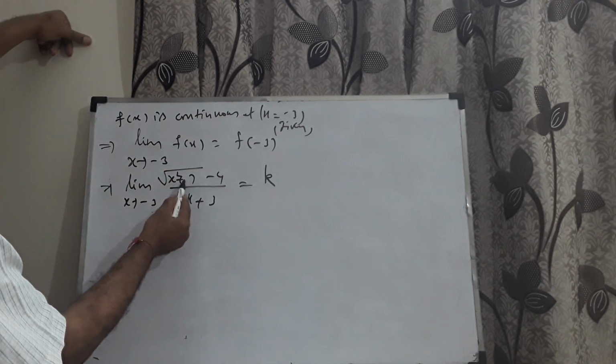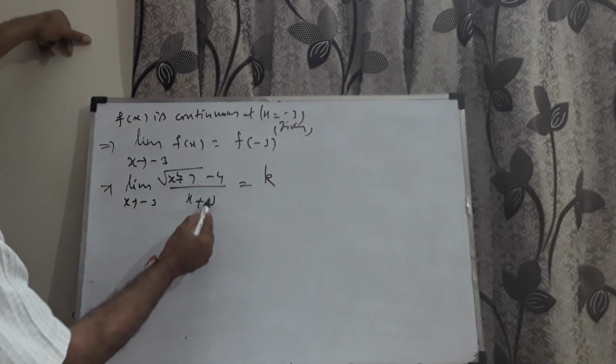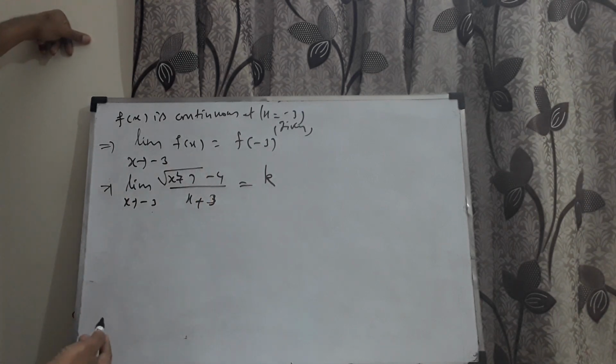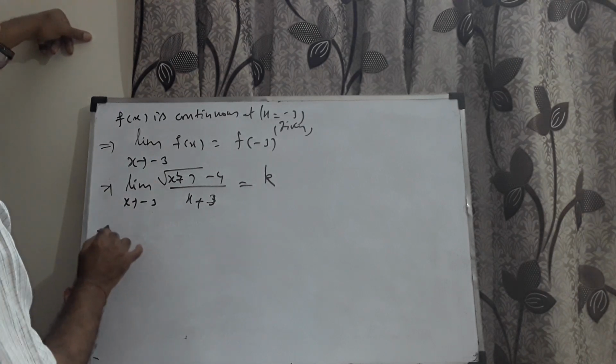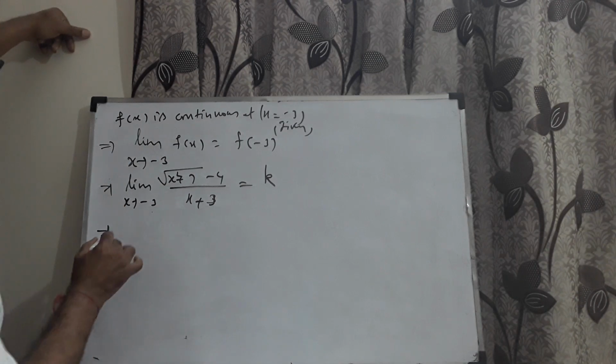Now I can't apply the limit directly here, it comes under 0 by 0 form. If you substitute, it is 4 minus 4, 0, and minus 3 plus 3, 0. I can't apply limit x equal to minus 3 directly. It comes under 0 by 0 form, which cannot be determined. 0 by 0 is not defined.